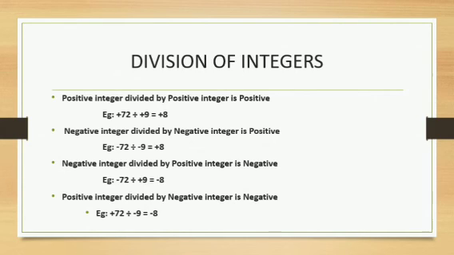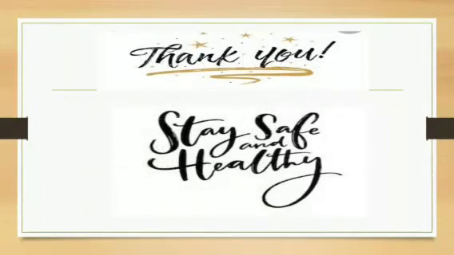Next is division of integers. Positive integer divided by positive integer is positive. For example, you can see 72 divided by plus 9 is equal to plus 8. So 9 eights are 72, isn't it? So it will give a positive integer. Negative integer divided by negative integer is positive. Negative integer divided by positive integer is negative. Positive integer divided by negative integer is negative. So the addition rule will be applied in all the categories.